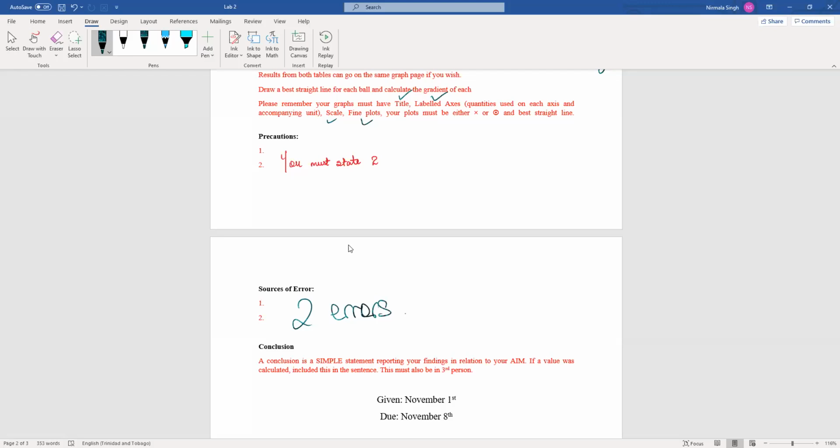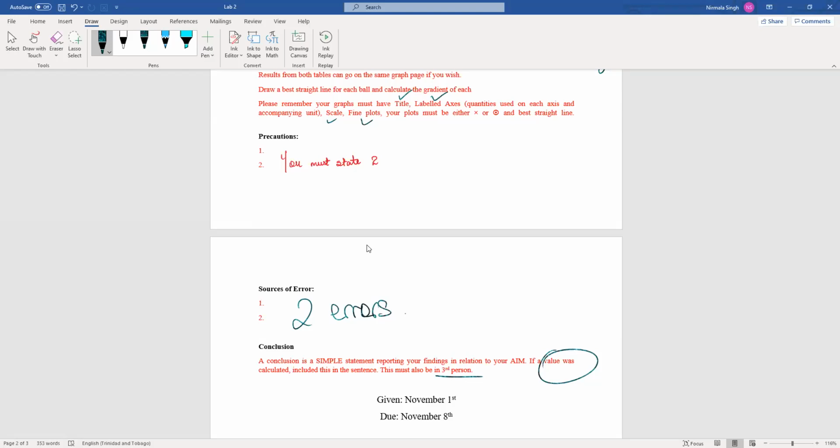Look at the aim, which is to investigate the energy loss of a bouncing ball. You are actually working out a value, so write down the value that you worked out for each ball. This must be in third person.